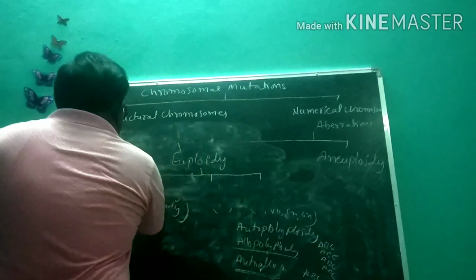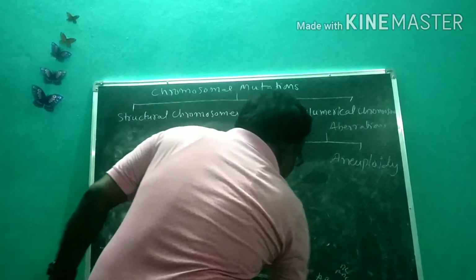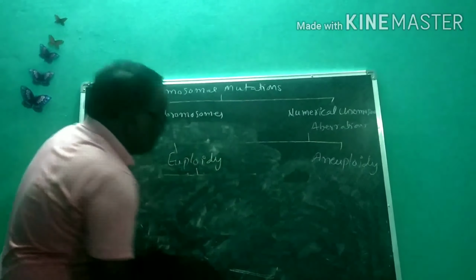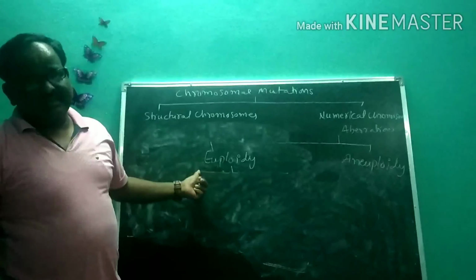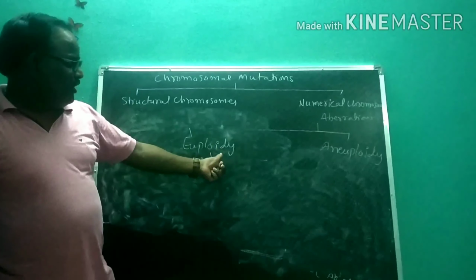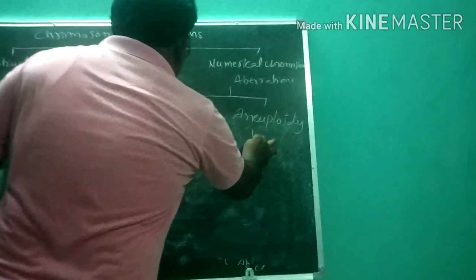Aneuploidy means changes in parts of the chromosome set, decreasing or increasing in number. That is called aneuploidy. An means uneven, just the opposite of euploidy. Eu is original and ploidy is unit; aneuploidy is uneven unit. Aneuploidy also has two types.